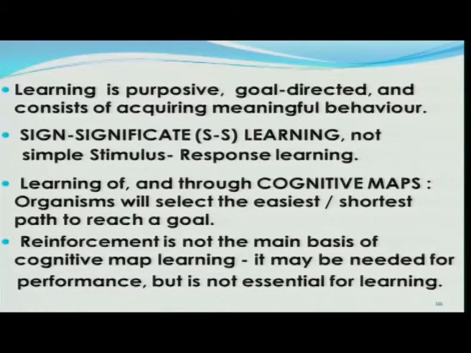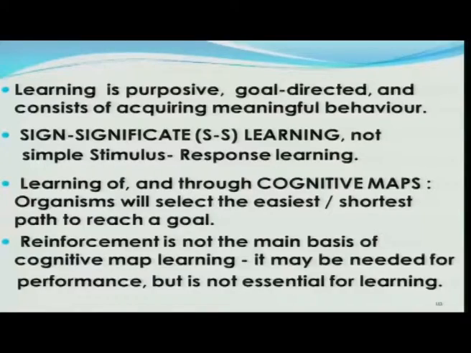A key concept in Tolman's theory is sign-significant learning, which can be abbreviated as SS learning, but this would not be a case of simple stimulus-stimulus learning, and certainly not a case of stimulus-response learning. Essentially, Tolman emphasized the fact that there is learning of and through cognitive maps. Given that they have to follow a particular route or a path, organisms will select the easiest and the shortest path to reach a goal. The fact that this path is the easiest and the shortest would be a case of learning.